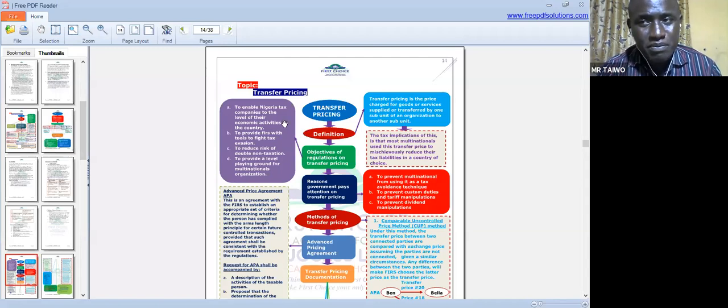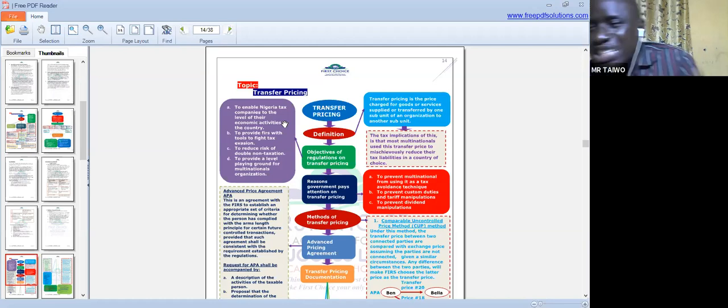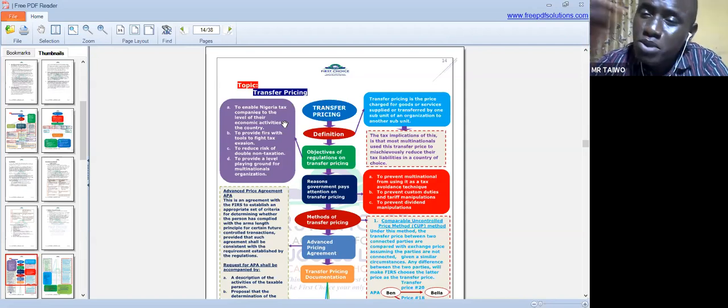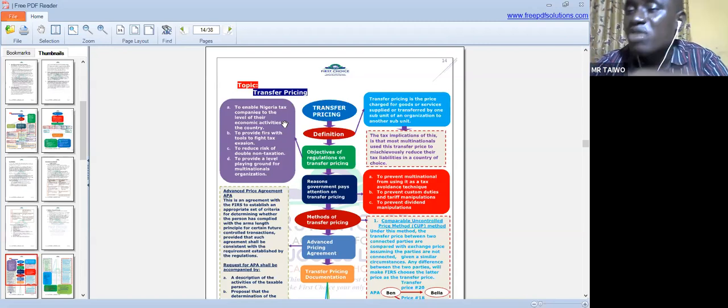Let me explain again. When you have organization A, organization A has subunits under it. The subunits are subunit A and subunit B. Now, if A wants to transfer goods to B, at what price will A transfer goods to B, such that they take cognizance that the two of them are under the same organization? That price at which a subunit, A, transfers goods to another subunit, B, is said to be a transfer price.